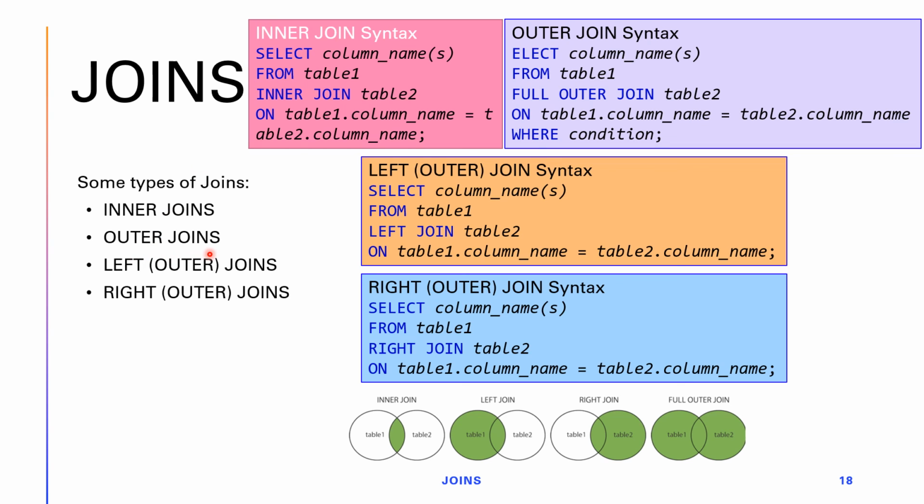Outer join returns all records when there is a match in either the left or right table. Left join returns all records from the left table and the matched records from the right table. Right join returns all records from the right table and the matched records from the left table. Here I have provided simple join syntaxes for each of the joins that are simple to follow along, and I have also provided diagrams for each of the joins.